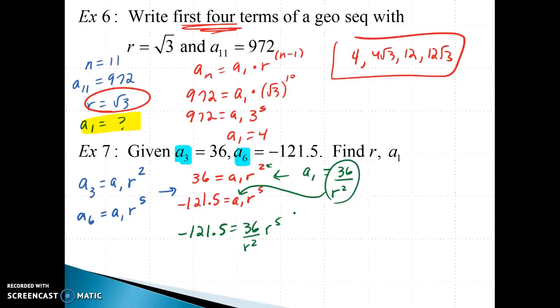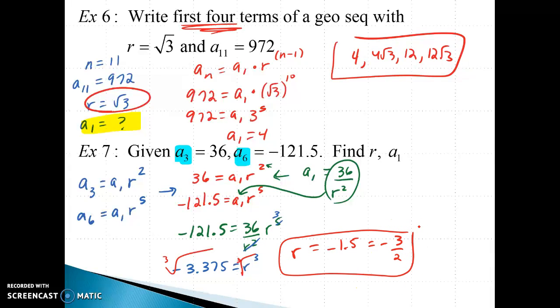The reason why I solve for the equation that has a smaller exponent on r is because now at this point when I simplify, this just gives me r to the 3rd power. So I divide by 36 over on the left, and I get negative 3.375 equals r cubed. And then at this point, I need to take the cube root of both sides. And when I take the cube root, I end up getting negative 1.5 or negative 3/2.